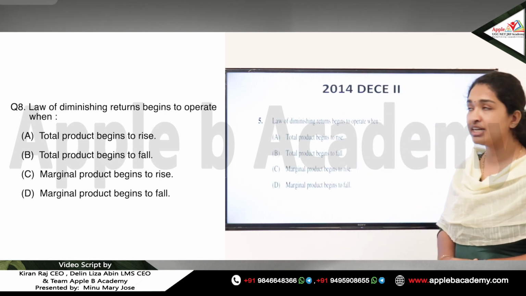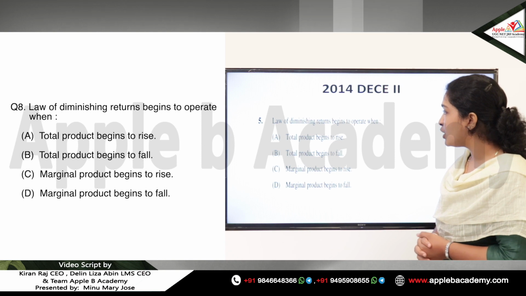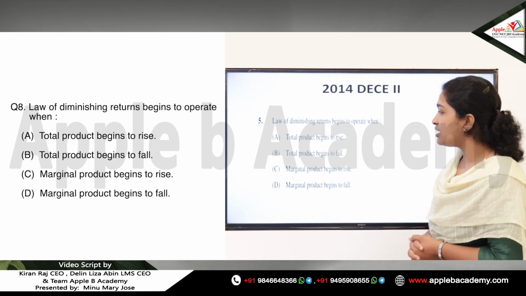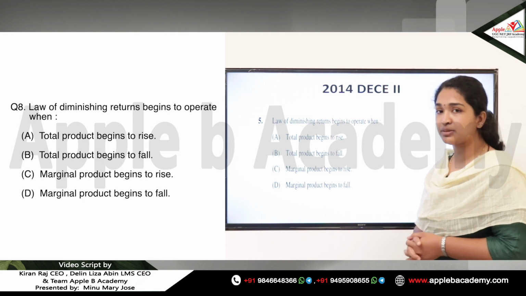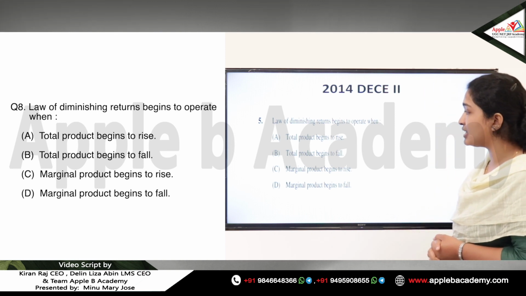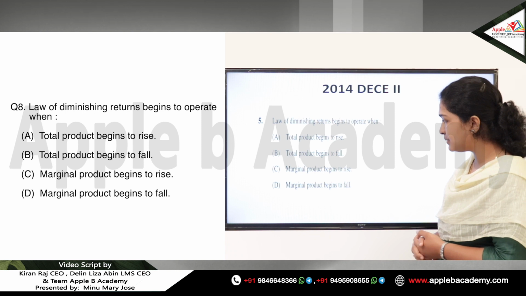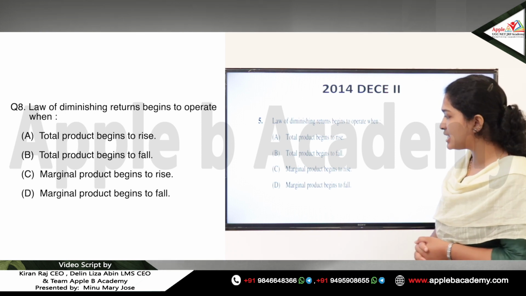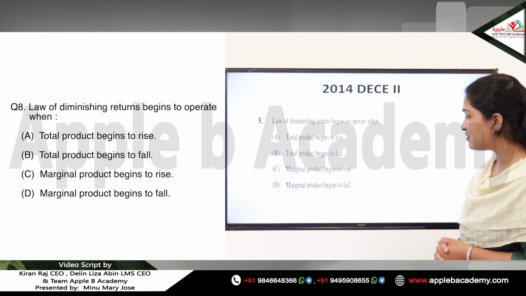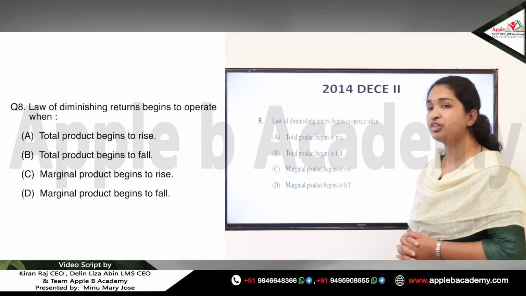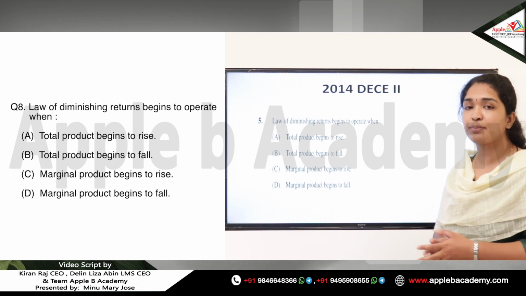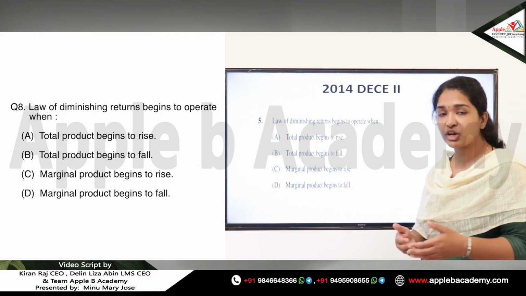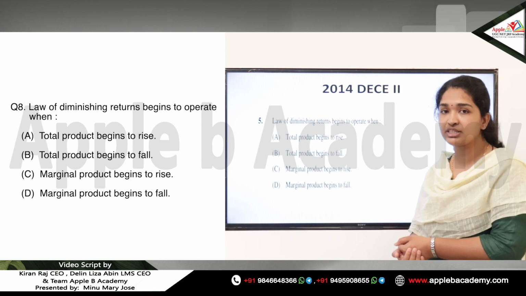Now, 2014 December paper 2, the question is: law of diminishing returns begins to operate when? Option A is total product begins to rise, option B is total product begins to fall, option C is marginal product begins to rise, and option D is marginal product begins to fall. The law of diminishing returns tells us about the changes that can take place in total product due to the changes in the marginal product.